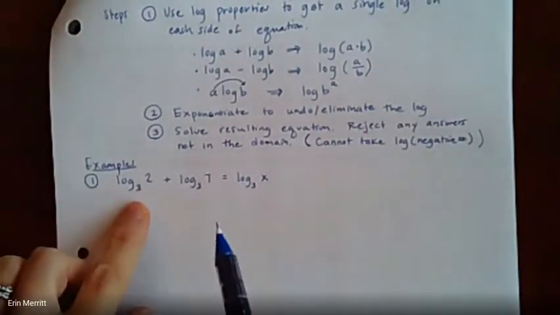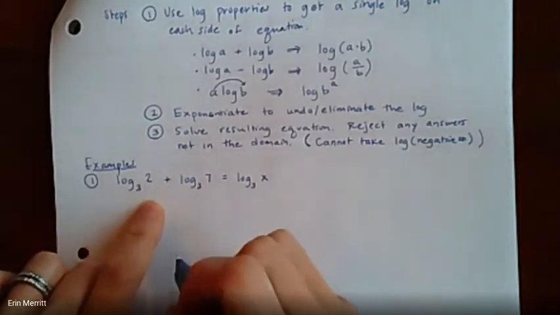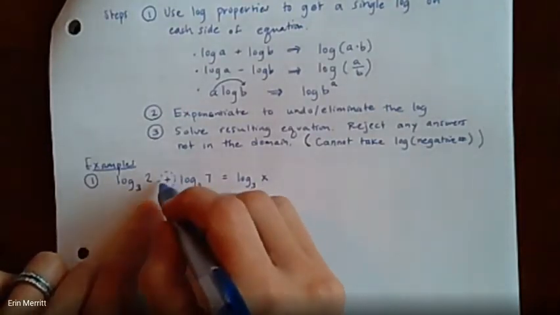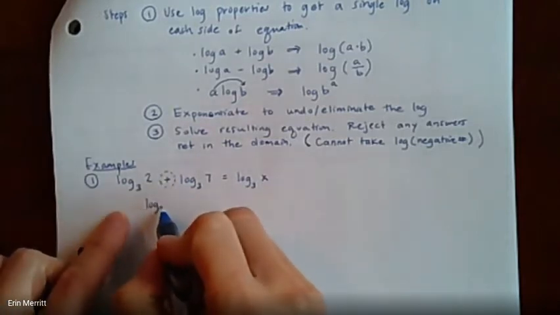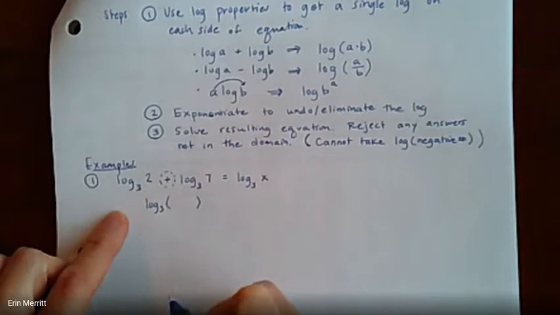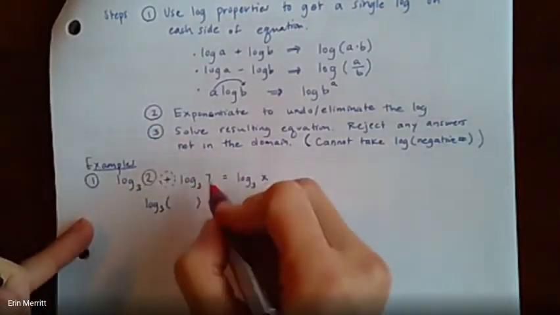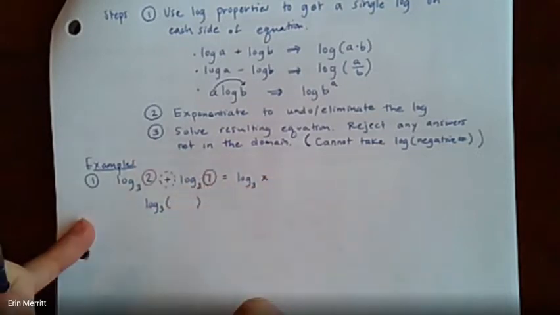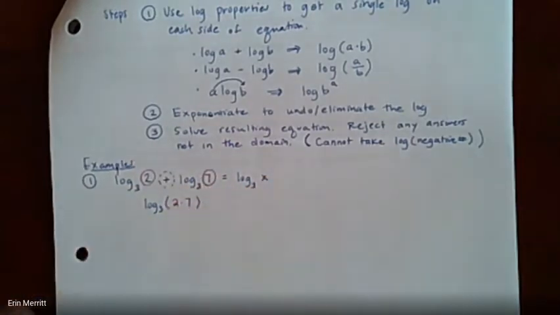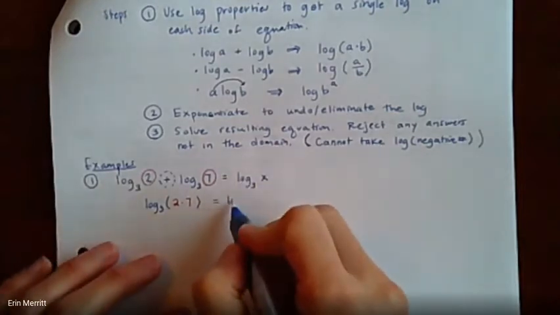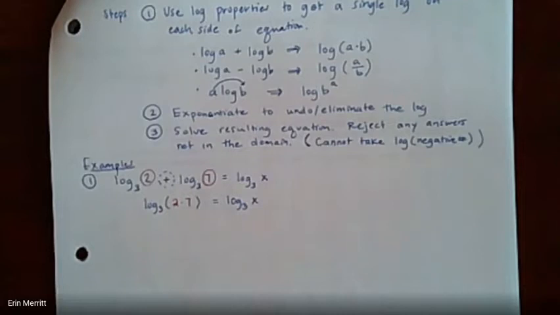Because they are the same, they're split by addition, we bring them back together using multiplication. That's my key here. When I see that addition, I can make this log base 3 of, take what the first log is of, take the second one, and we're multiplying those pieces together. So 2 times 7 there, and then just keep the right-hand side. Now you have a single log on either side.